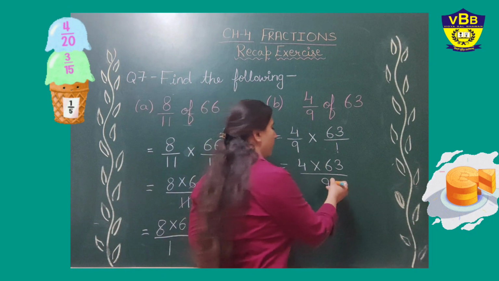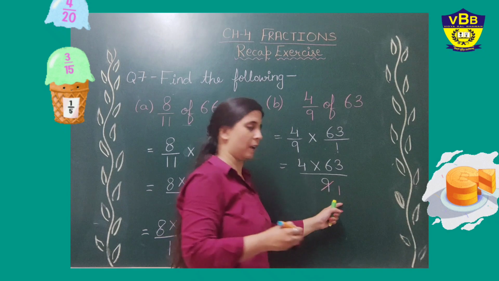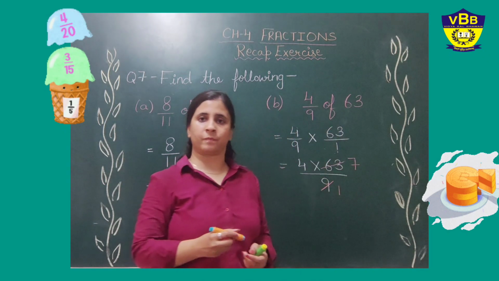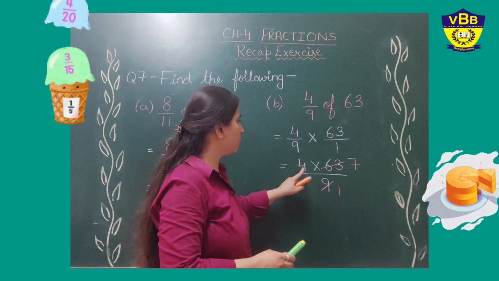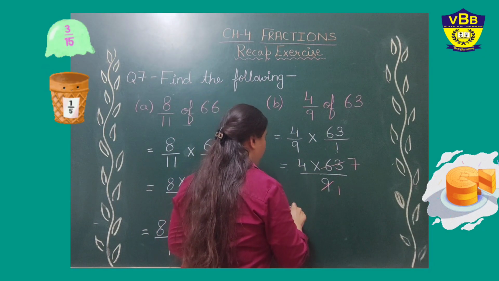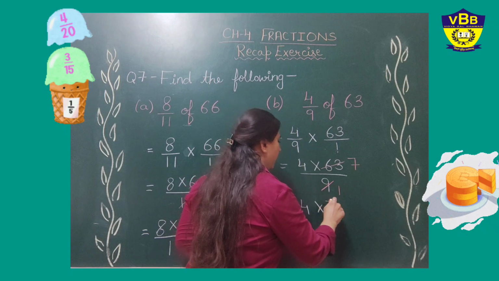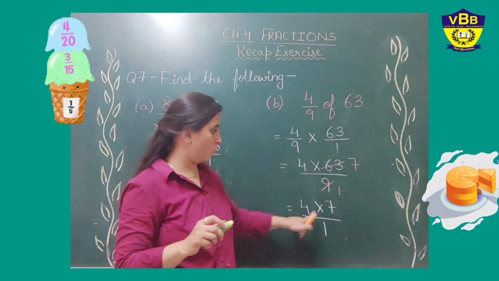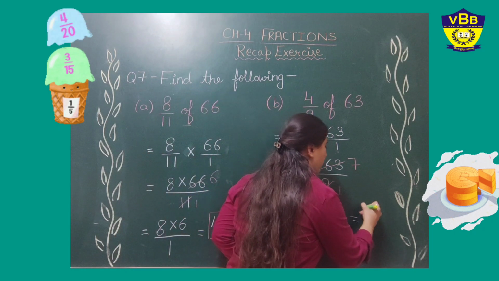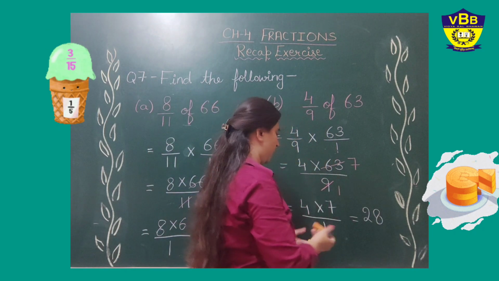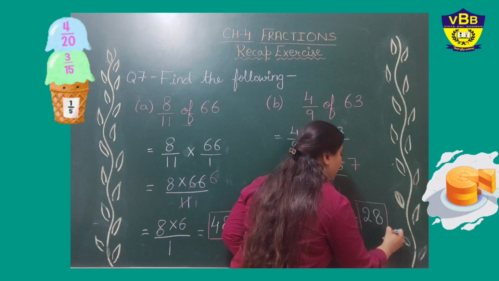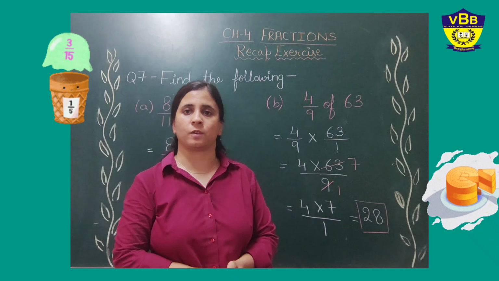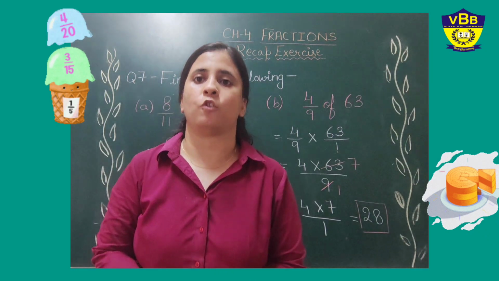So it will become 9 ones are 9. 9 sevens are 63. Alright. So now what are we left with? 4 multiplied by 7 and in the denominator we are left with 1. 4 into 7 becomes 28. Denominator is 1. You can skip writing it. It becomes the whole number. So 28 is your answer for this question. I hope you all understood how to do this.